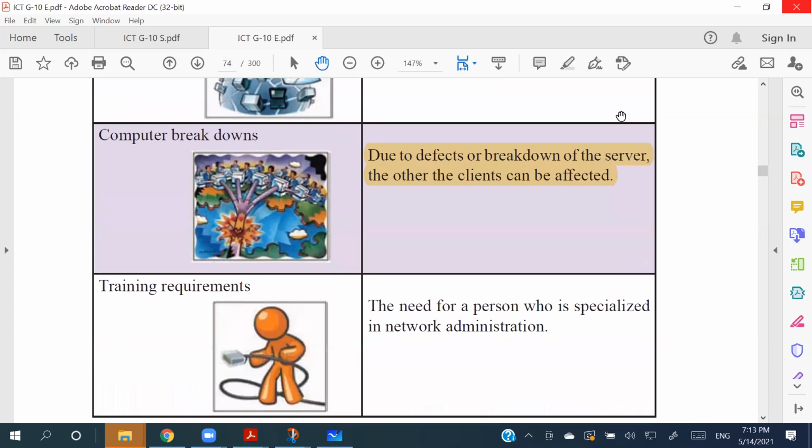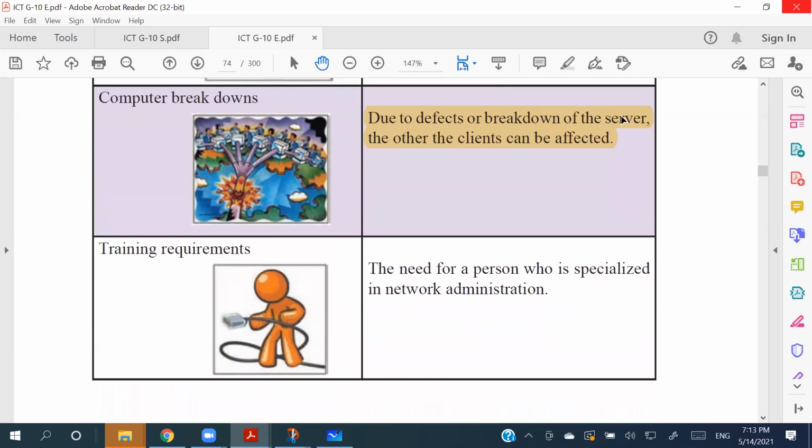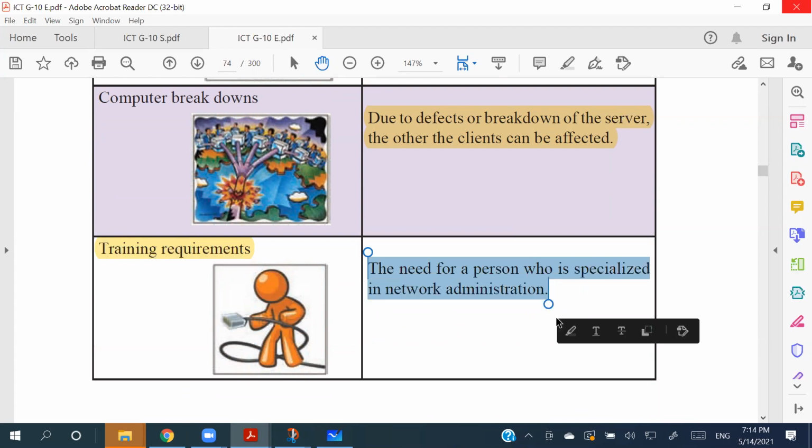So people, the very last one, training requirements, right? And with the heading, it's better you go with the explanation as well.